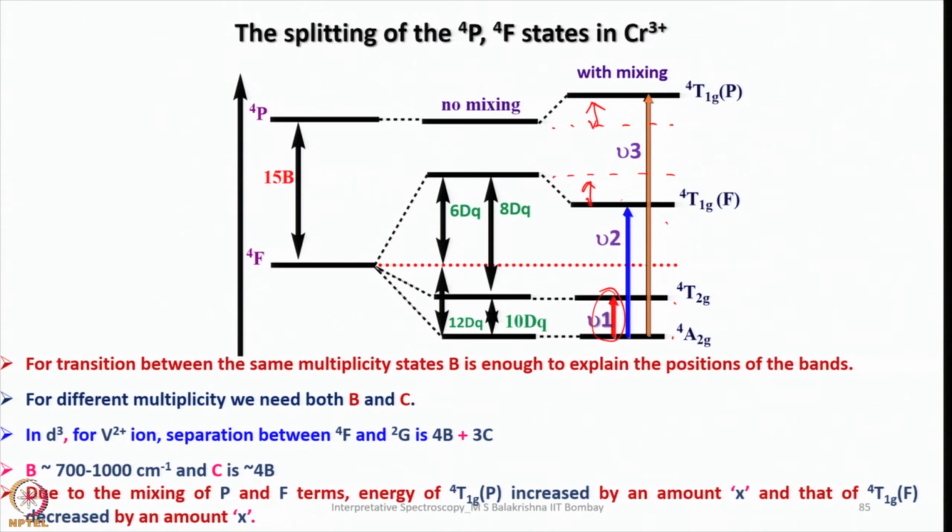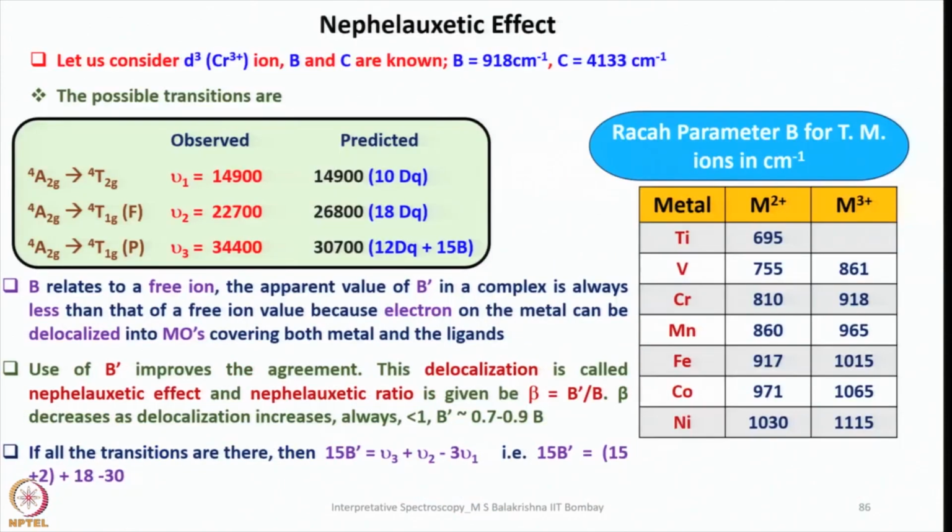In the case of d3, for the V2 plus ion, vanadium 2 plus ion, the separation between 4F and 2G is 4B plus 3C. So B is approximately 700 to 1000 centimeter inverse and C is 4 times that of B. Due to the mixing of P and F terms, the energy of 4T1G(P) is increased here by an amount X, this you can call X, and that of 4T1G(F) is decreased by an amount Y, this is Y, and this is X. So now let us come to understanding this anomaly here. We use the term nephelauxetic effect.